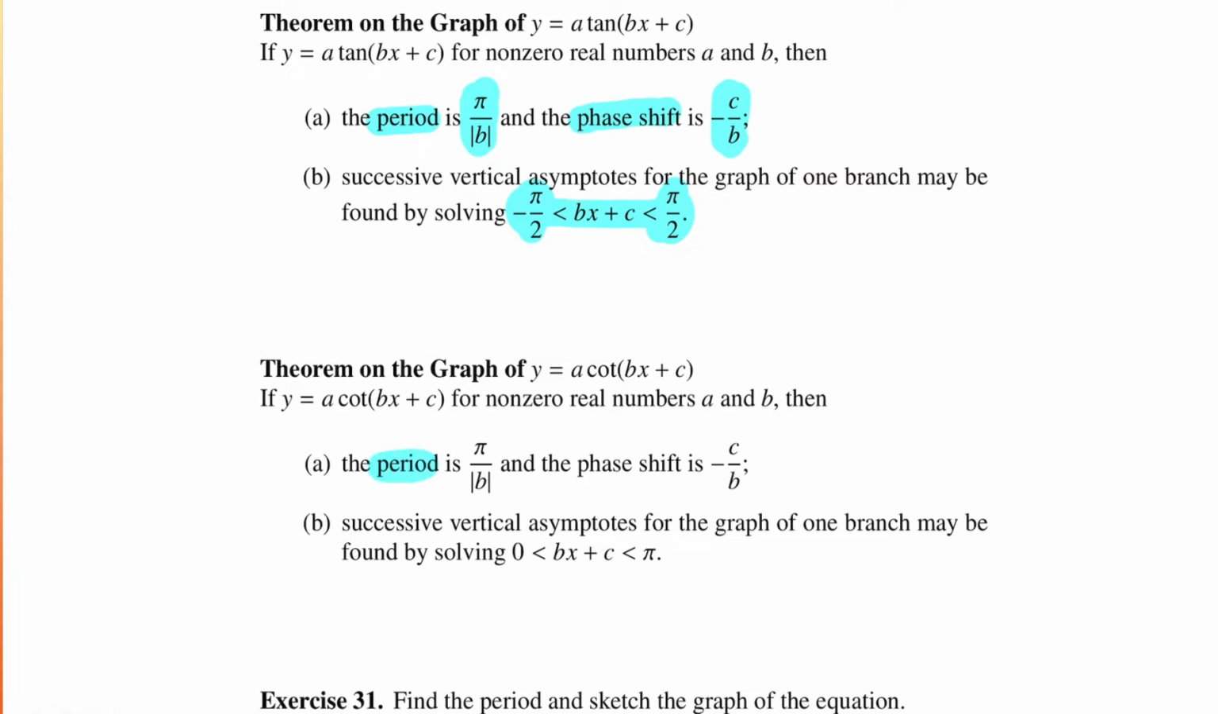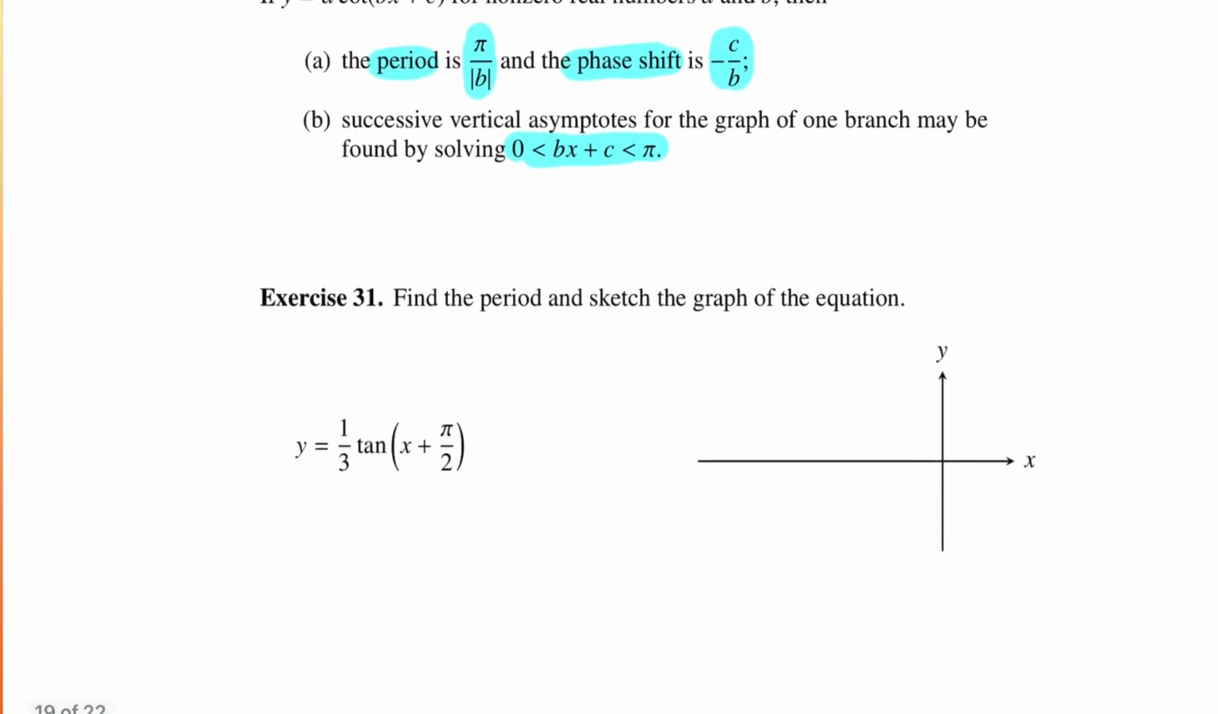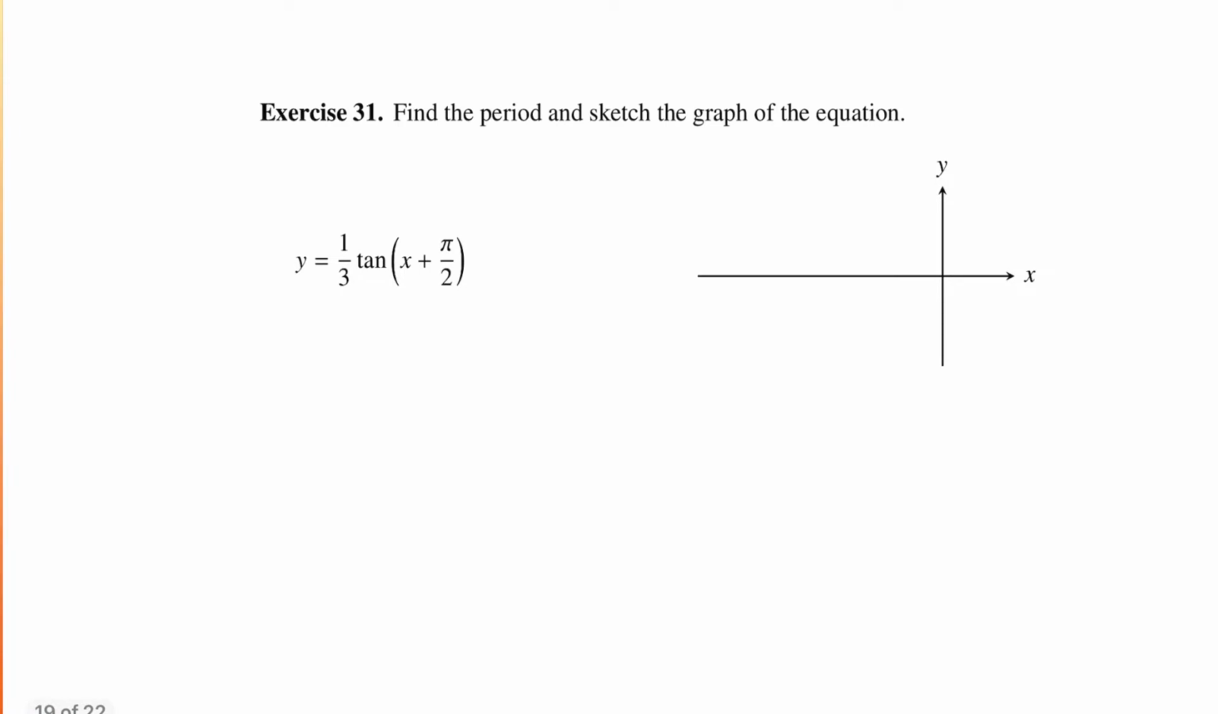And for cotangent, the period is the same as tangent, and the phase shift is the same as well. The inequality is a little different. The asymptotes are at 0 and pi. So another key distinction: be careful when you're doing tangent or cotangent to make note of the endpoints for the inequality. All right, so let's do our first example, which is tangent.